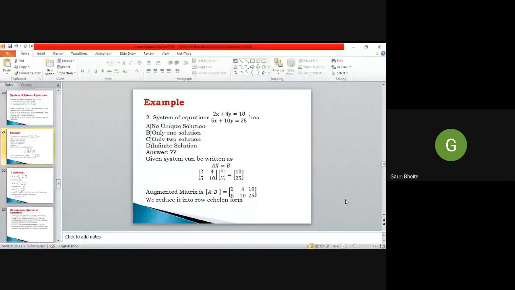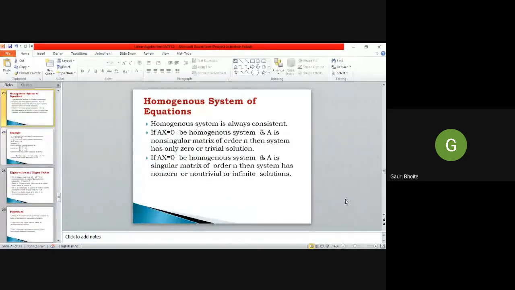Now let's see this example. For a homogeneous system, recall that a homogeneous system is always consistent and we always write AX is equal to 0, because all RHS values are 0. So the RHS matrix is a null matrix or zero matrix.